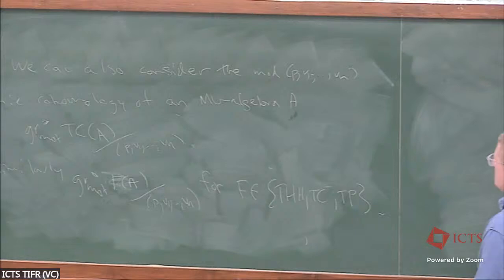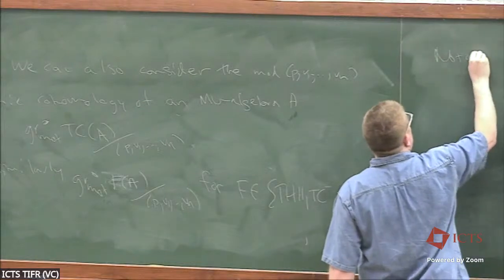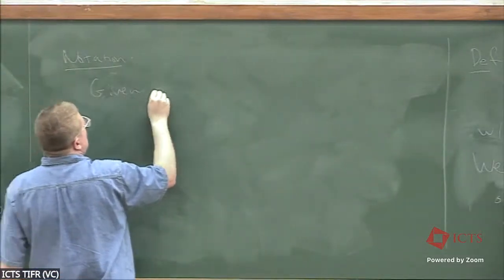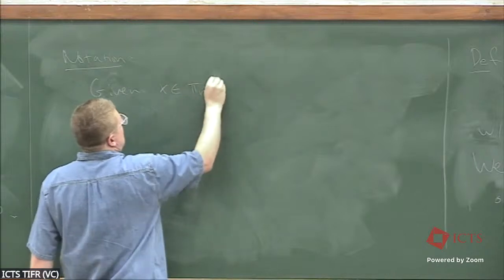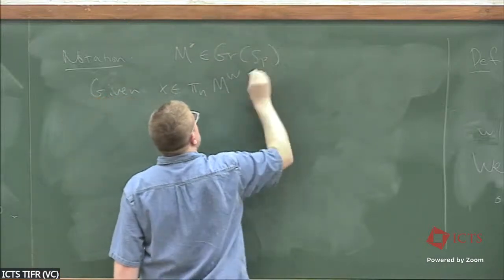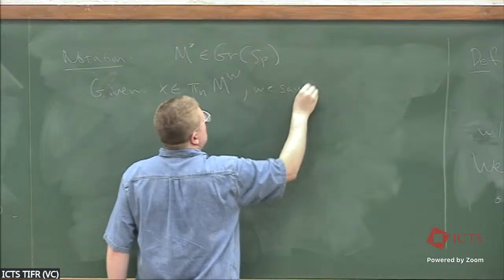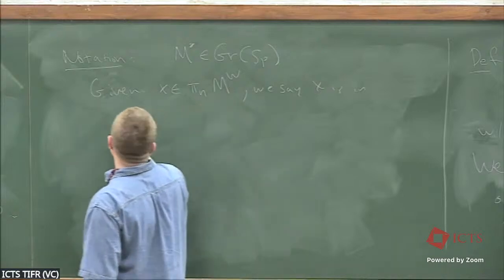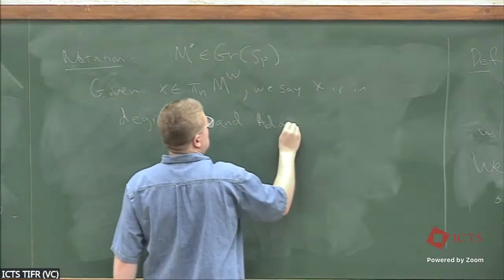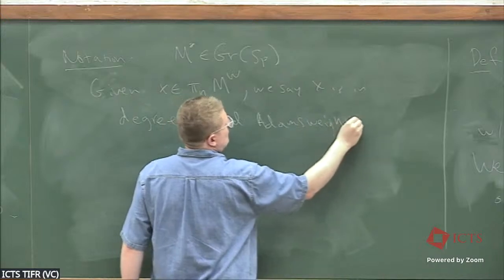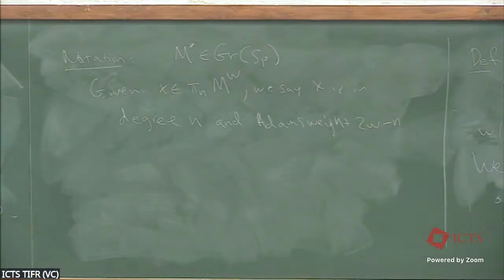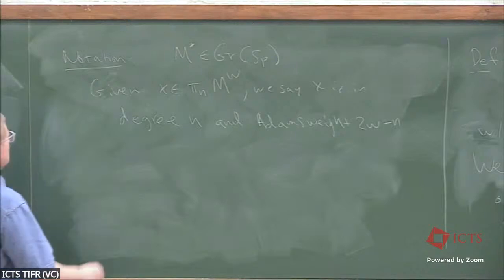Okay. So I just want to set up some notation. Given X in pi n W, let's say M is a graded spectrum. We say X is in degree n and Adams weight 2W minus n. So in particular, this applies for all of these graded spectra that we're considering here.